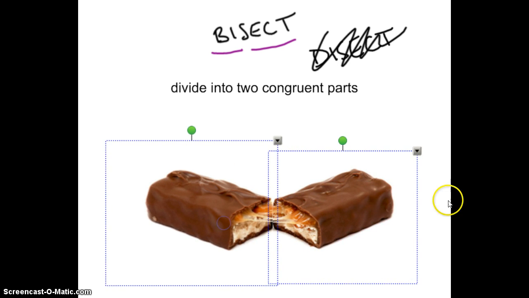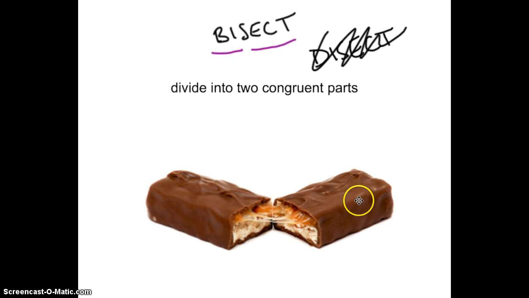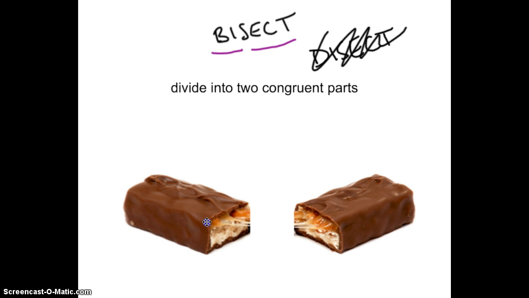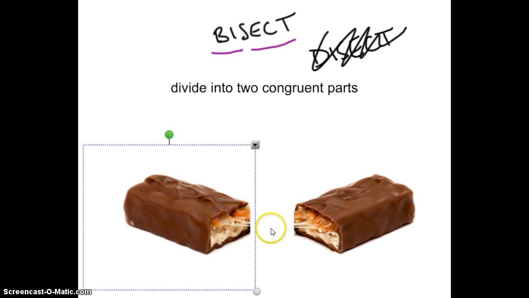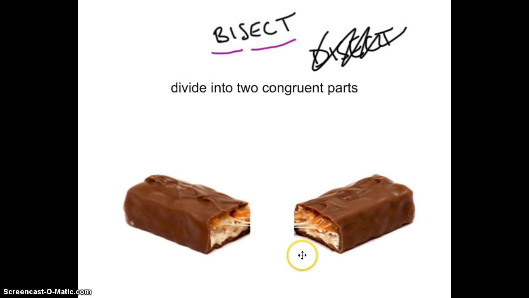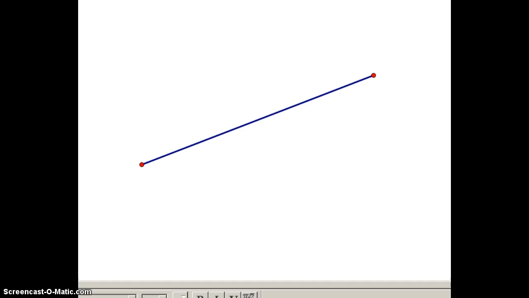Your friend at one point may have asked you to share your Snickers bar, and you may have broken up the Snickers bar into two pieces, one for each of you. But if these two pieces are not absolutely identical in size and shape, if they're not congruent to each other, then you didn't bisect. You just broke into two parts. But the key part of this, two congruent parts, is what happens when you bisect something.